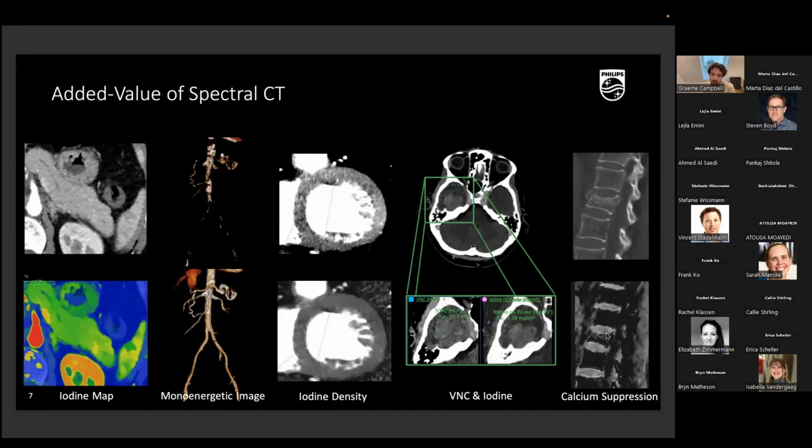Or in the fracture, we see, okay, here's the fracture, and now we can look at what's called a calcium suppressed image. We remove the calcium signal, and this is kind of like a water image from MRI, and we can see where there's bone marrow edema. So we can actually see that this is an acute fracture. There's edema, and there needs to be surgery or stabilization or things like this.